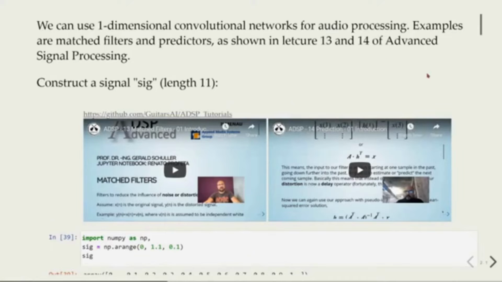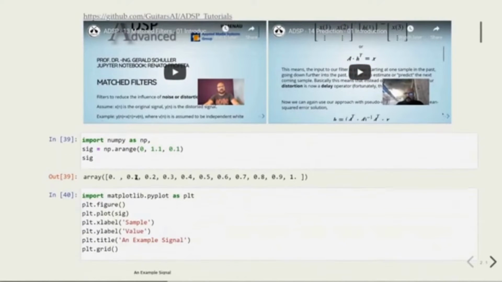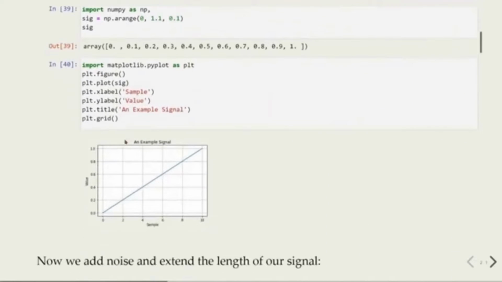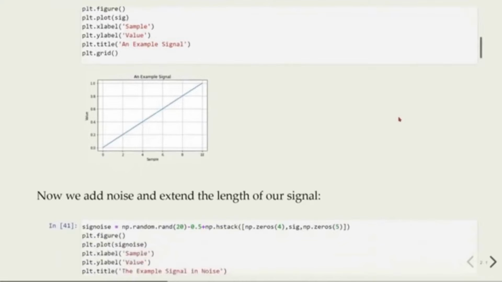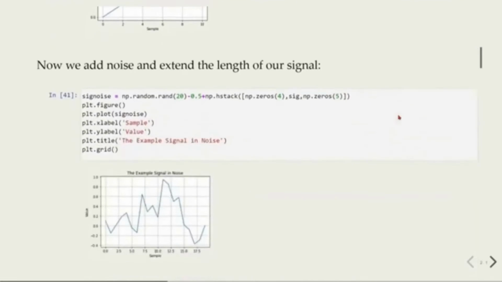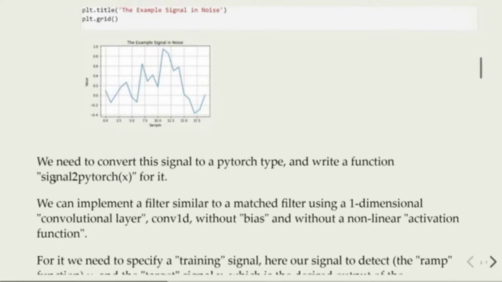We will construct a signal with a length of 11, and this is what we are doing here. Then we can take a look at this signal. It's a ramp. We'll now add some noise and extend the length of our signal. Then we need to convert the signal into a PyTorch type, and we write a function signal to PyTorch for that.